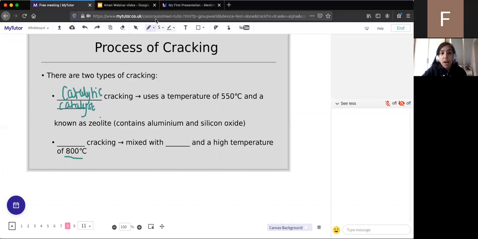Any idea? Someone said hydrocracking. You're very close. Very close. Yep, it's called steam cracking. Well done. So it's mixed with steam and a high temperature, and essentially it's called steam cracking. So there are two types of cracking then, catalytic and steam. The catalytic cracking uses lower energy and a catalyst known as zeolite. The steam cracking is mixed with steam and a high temperature. Again, you just need to know the two different types, and remember that the reason there's a lower energy in catalytic is because there's a catalyst, whereas the steam cracking tends to require higher energy, and that's just mixed with steam and a high temperature.